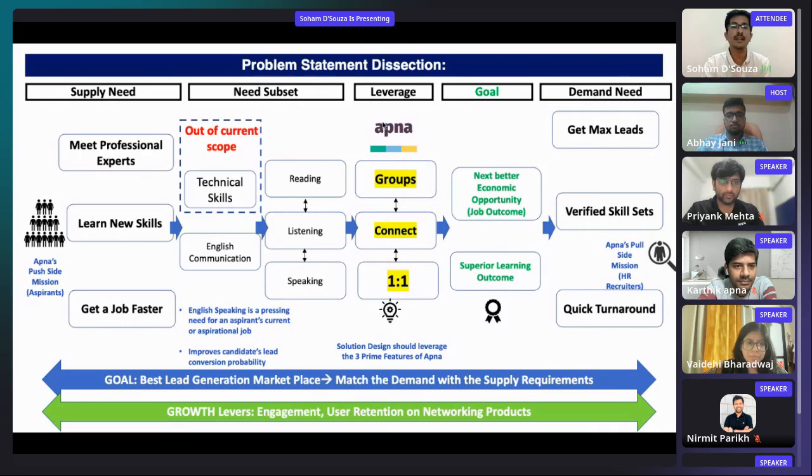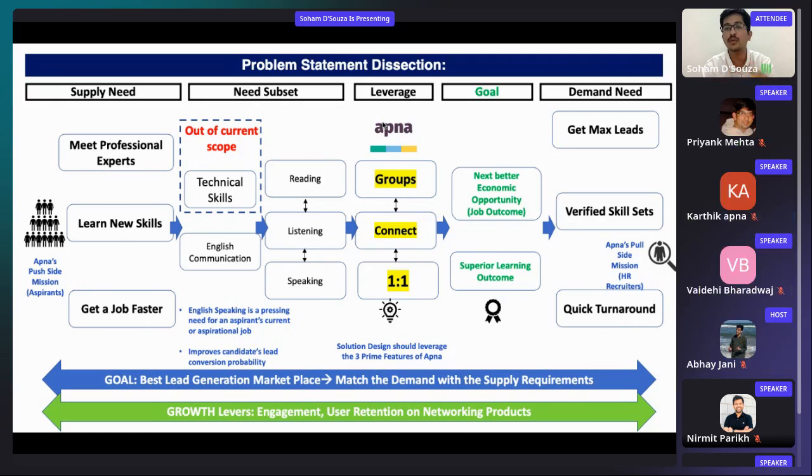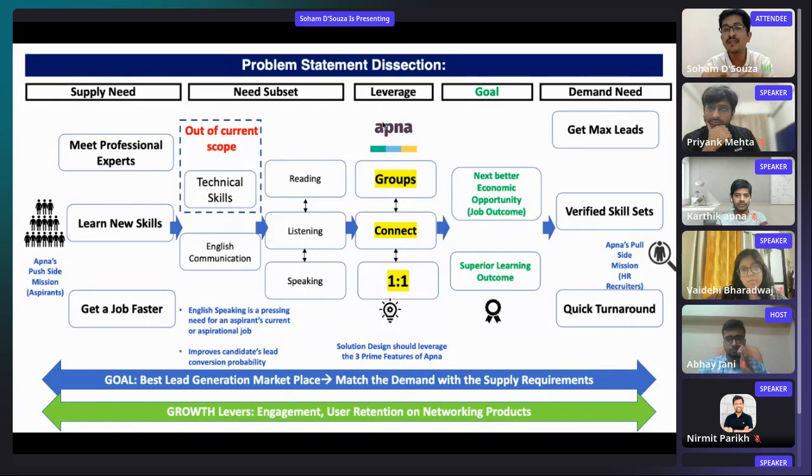For that reason, technical skills and English communication are two important things. I scoped out technical communication because that was beyond the scope of the problem, with the primary reason that each candidate is able to aspire to apply for an aspirational job and is able to do well in the current job that they have. A very important thing I would like to emphasize is that the problem statement demanded that we focus on groups, connect, and 1:1. These are the primary features in which I had to build my solution.